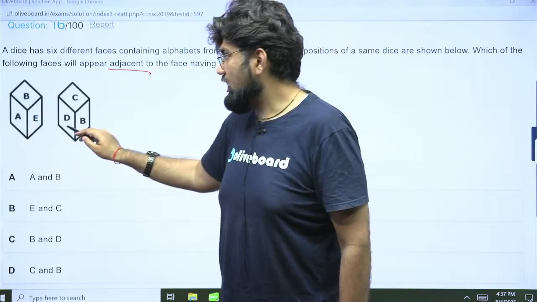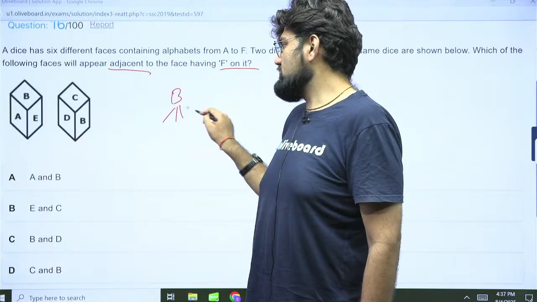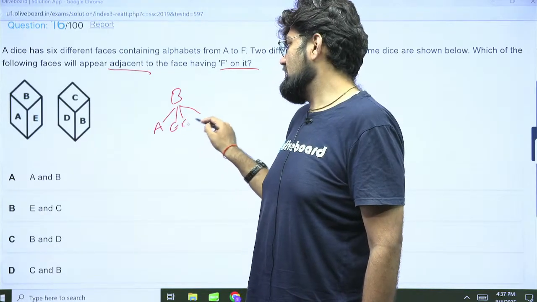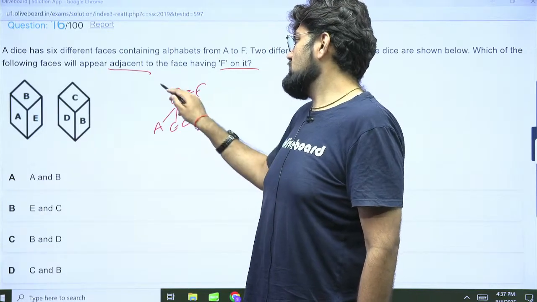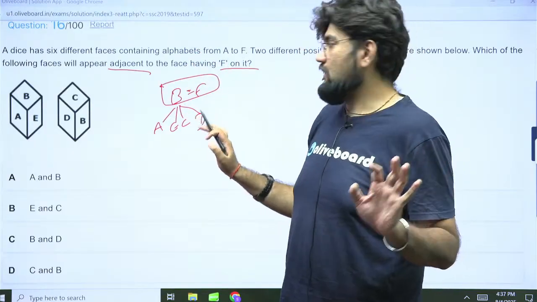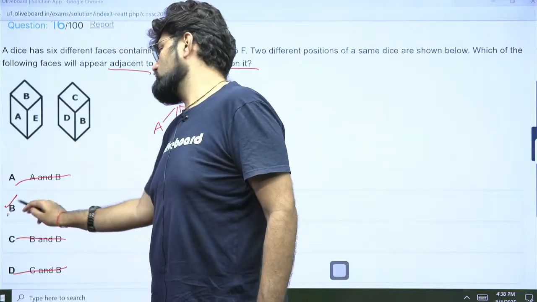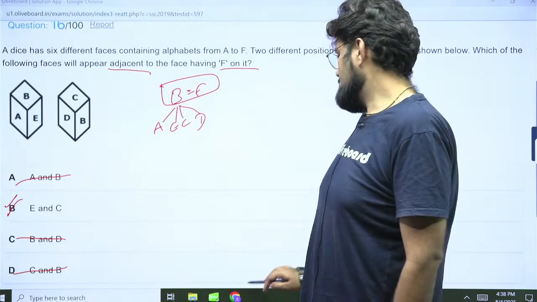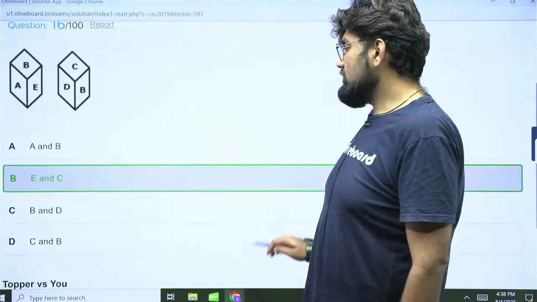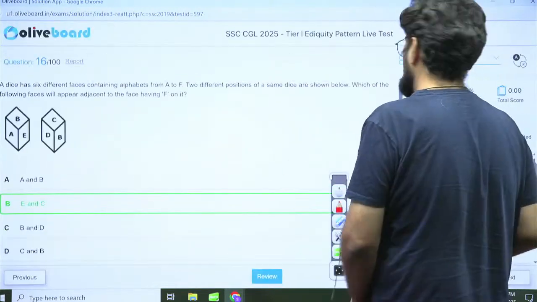Here if we see clearly, if we pick up B is the common face here. So B has 4 adjacent faces, A, E, C and D. So one thing is for sure that B is opposite to F. That means B can never be adjacent to F, right? So this is B gone, this is B gone, this is B gone. Only option B is the right answer. That's it. The only problem is figuring this out. That's it. 24 seconds. Decent. Good.